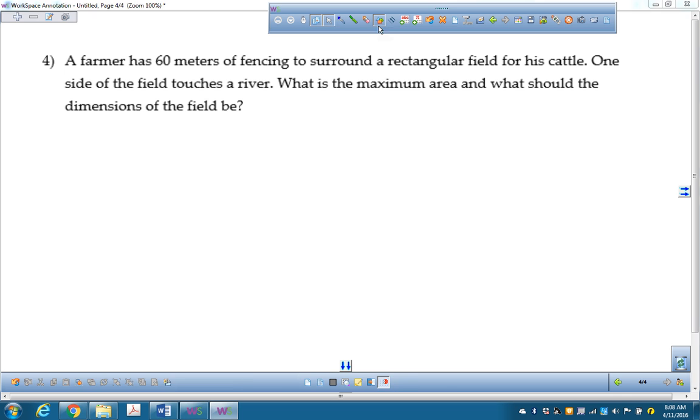Okay, so what you do is you draw a picture of a field, a rectangular field.